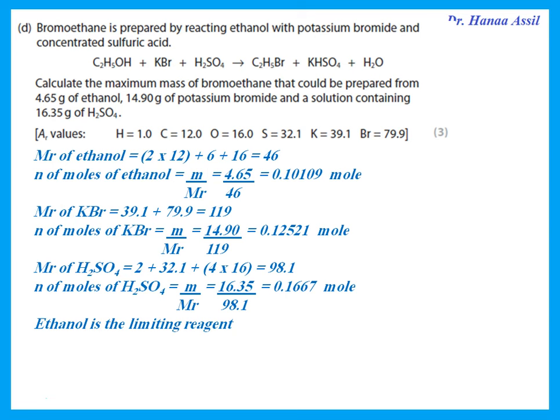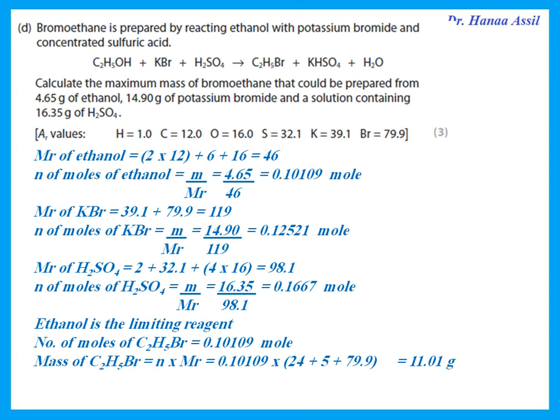So it is this number of moles of ethanol that we're going to compare to the bromoethane. Look at the equation. The bromoethane should have the same number of moles. So the number of moles of bromoethane is the same as that of the ethanol, and that means that I can get mass. Mass is number of moles times the Mr of the bromoethane. That means I need to get 11.01 grams.